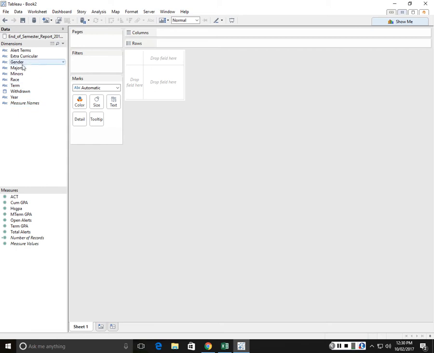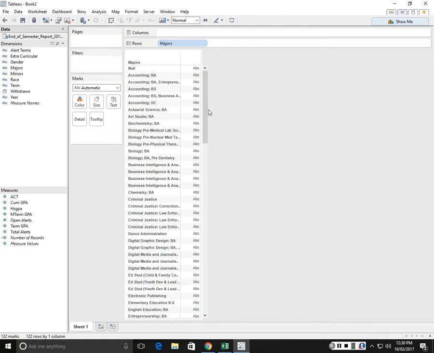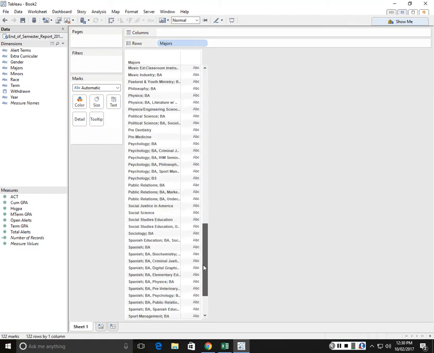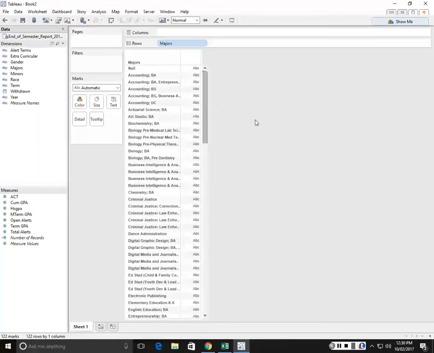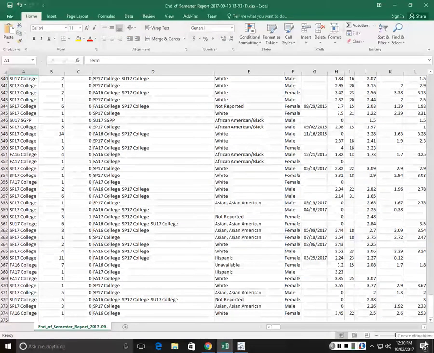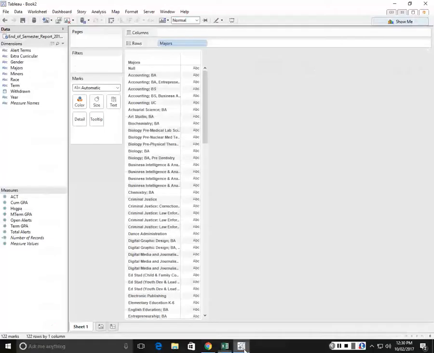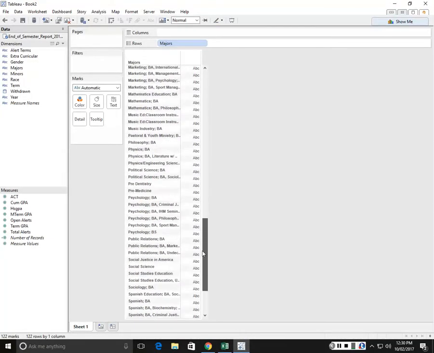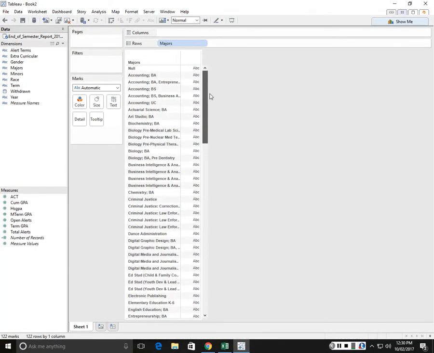let's see, what did we look at before? Oh, majors. So we're going to drop it here, and now we've got all of the list of different majors. So this is summarized. We have 373 rows of data, but there's not 373 rows here, because some students have the same accounting BA as their major.